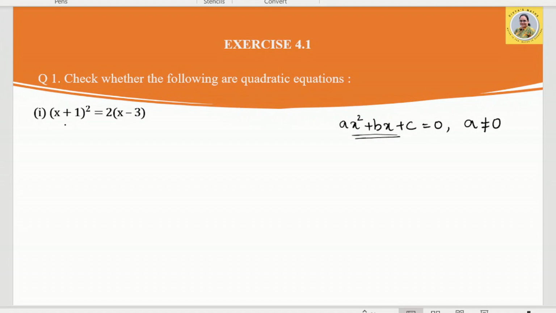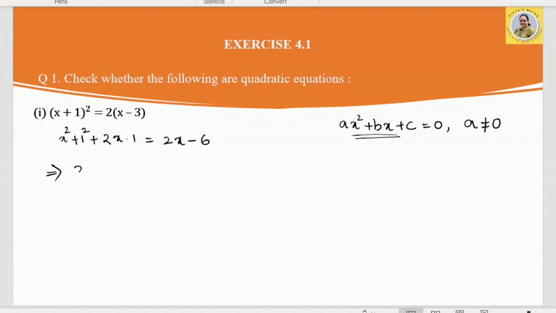So the first one, (x plus 1) whole square is equal to 2 of (x minus 3). This is in the form of (a plus b) whole square, which is x square plus 1 square plus 2 into x into 1, is equal to, I'm just multiplying 2 with (x minus 3). You will get 2x minus 2 into 3 is 6.